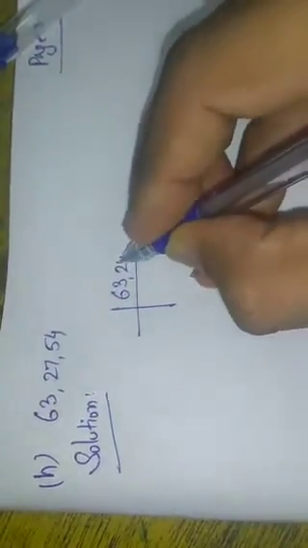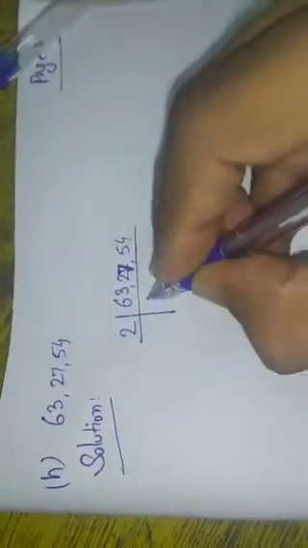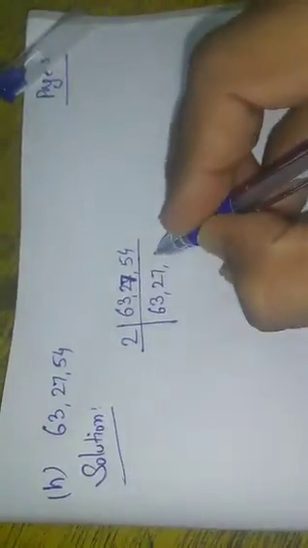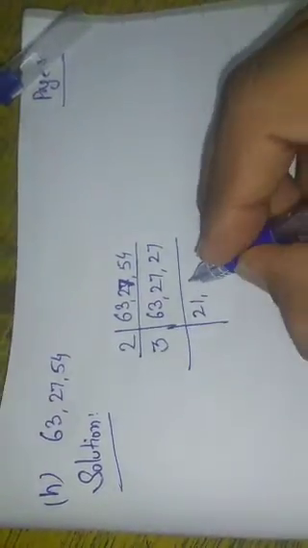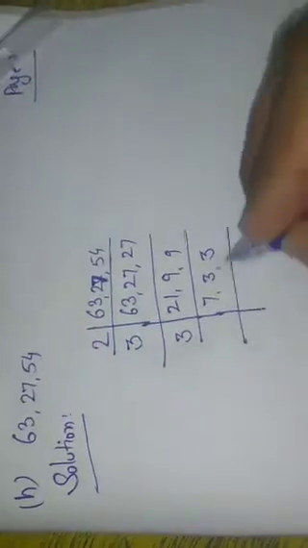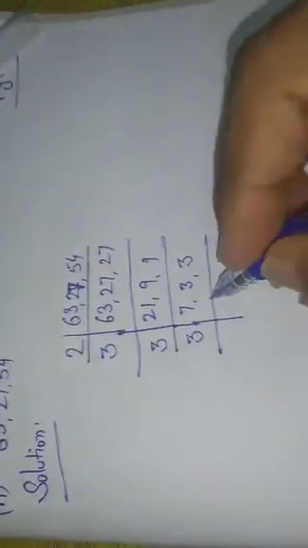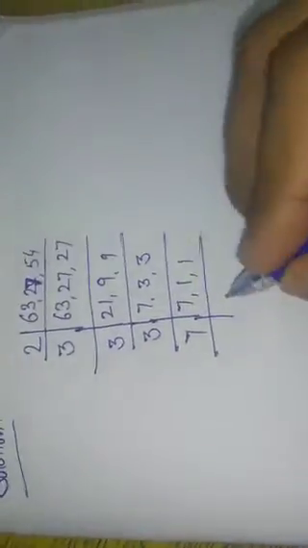63, 27 and 54. 2, 63 as it is, 27, then 2 2s are 2 7s are, then it will be divisible by 3, 3 2s are 6, 3 1s are, 3 9s are, 3 9s are, then again 3, 3 7s are, 3 3s are, 3 3s are, okay, then 3 7 will not be divisible, so 7 you will note as it is, 3 1s are, 3 1s are, then after that 7 will be divisible only by 7, 7 1s are 7, then 1 1.